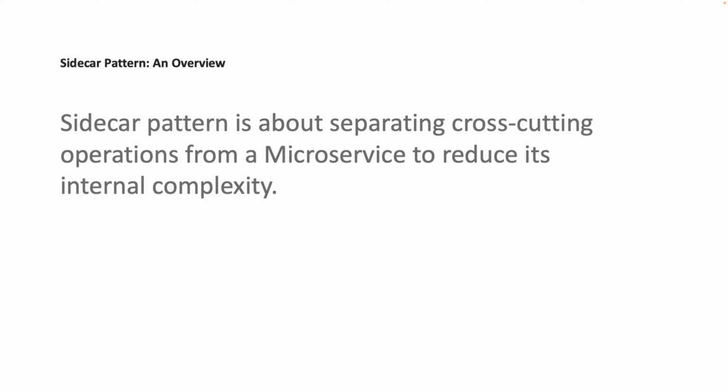So at high level, if you look at this definition, it says that sidecar pattern is about separating cross-cutting operation to a different service from your actual microservice, which helps keep your microservice simpler and less complex. So don't worry if this definition is confusing for you, we'll break it down and understand it in details. But before we dive into the technical stuff, let's start with a real world example to understand what the sidecar pattern is and why it's needed.